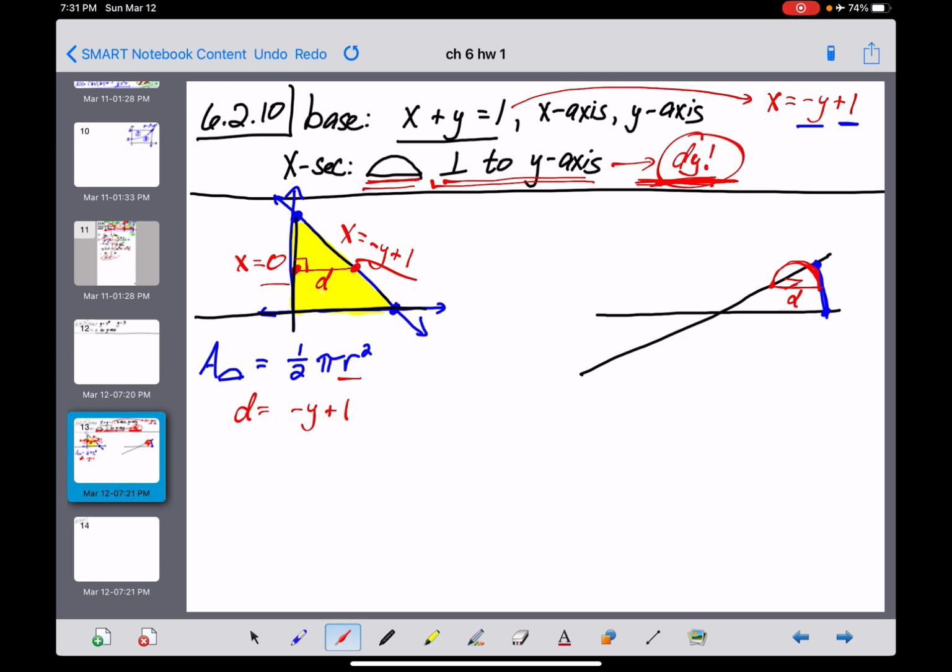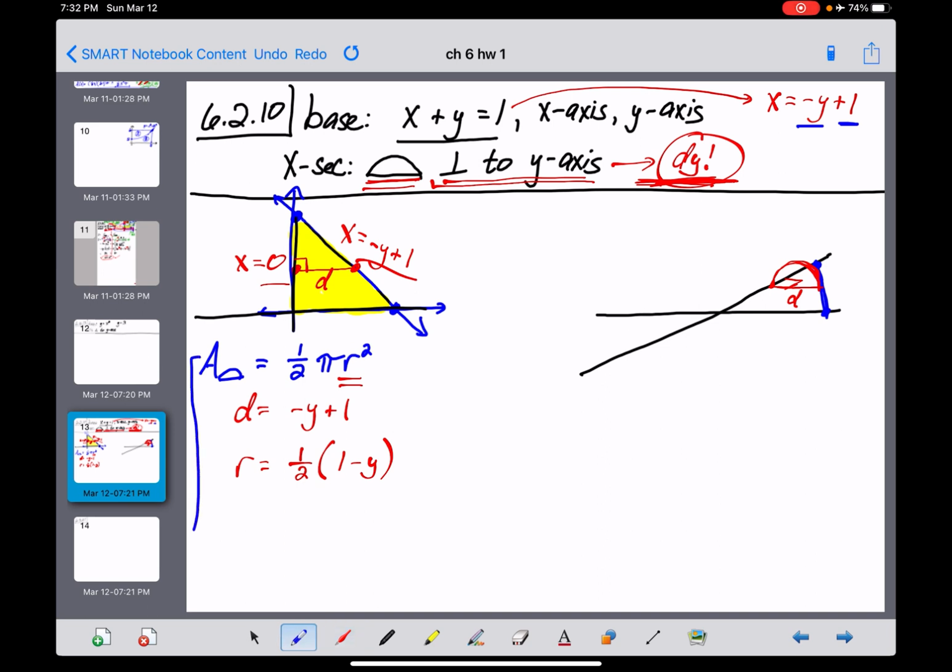So that's our diameter. Unfortunately, we need the radius, and the radius is always half of your diameter. So you could do this a couple of different ways. I think I'm just going to make this 1/2 times the quantity, and I think I'll rewrite that as a 1 minus y just because it's a little bit neater. Now that's important right there, guys. We've expressed r in terms of y.